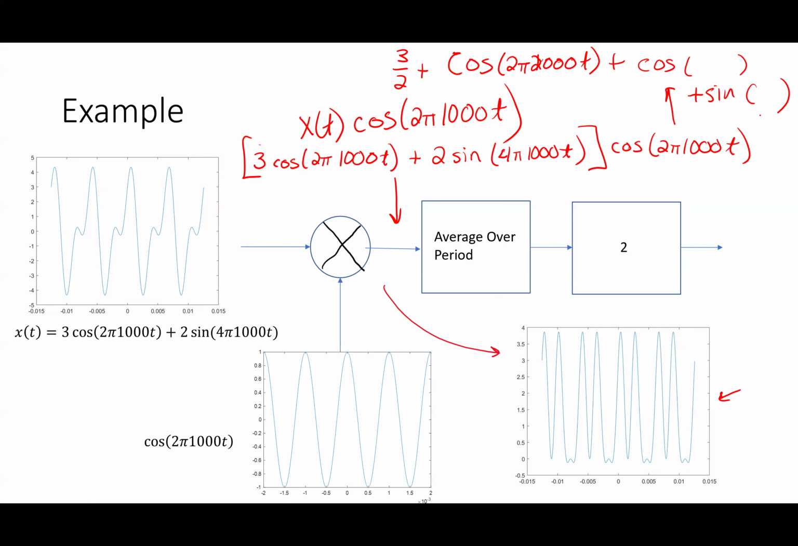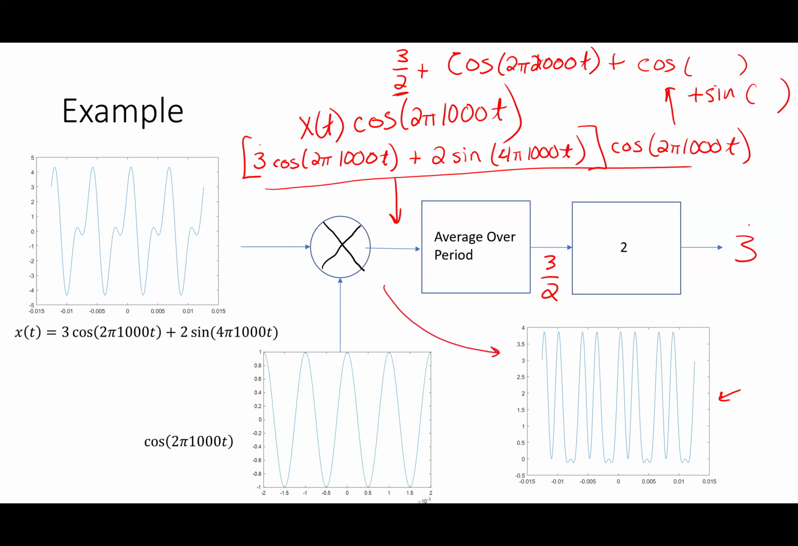What happens if I average a cosine over one period? What's the average value of cosine over a period? Zero. The average value of sine over a period? Zero. So I take this waveform here, this ugly looking guy, which is basically a constant plus a bunch of cosines and sines, and I average over a period. What's that going to be? A constant. It's going to be 3/2 that comes out of the averaging operation. I multiply that by 2, and it becomes the number 3.